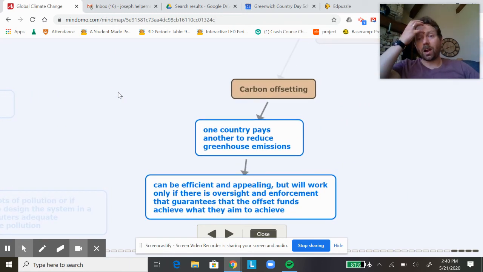Another is by doing carbon offsetting, where one country pays another to reduce greenhouse gas emissions. It can be efficient and appealing, but will work only if there's a good amount of oversight internationally, and usually through the UN, and that we enforce regulation as well.